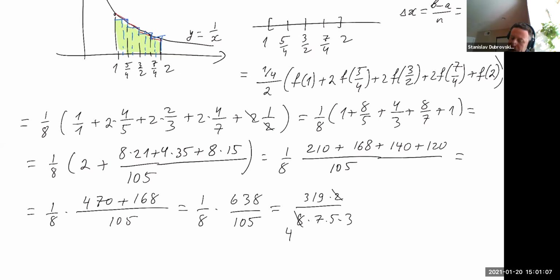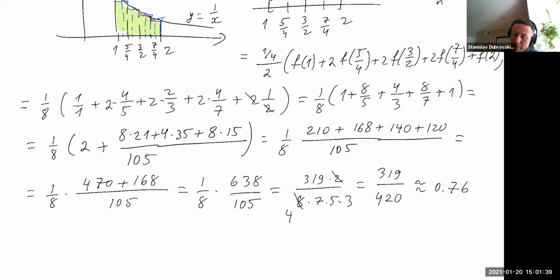Maybe not divisible by 7, so if we want the exact answer, we'll leave it like that: 319 divided by 420. But approximately, plugging things into my calculator, 319 divided by 420 will give me 0.76, let's say, and that's our approximation for the trapezoid rule. Good. So what about the midpoint rule?